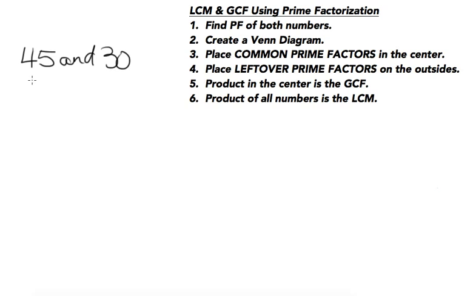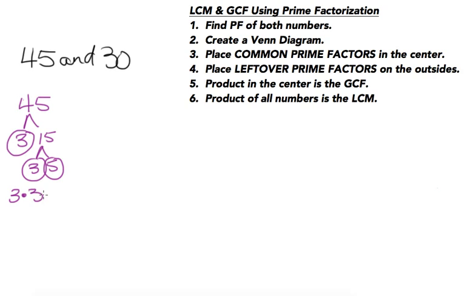So I'll start here with 45. I will break that up into 3 times 15. Got one prime factor. Then 3 times 5. Those are both prime factors. So I've got 3 times 3 times 5 as the prime factorization of 45.